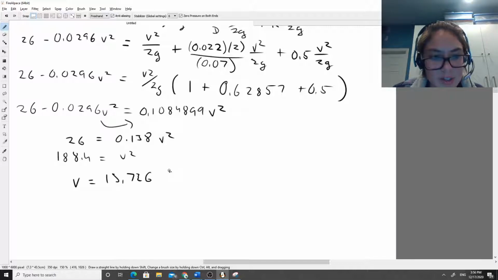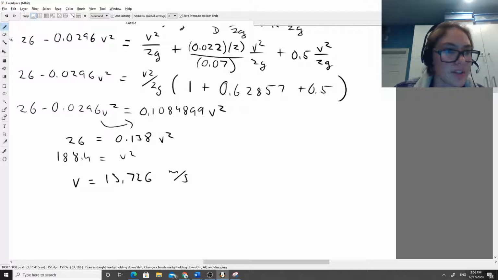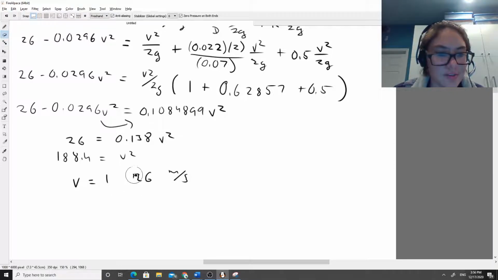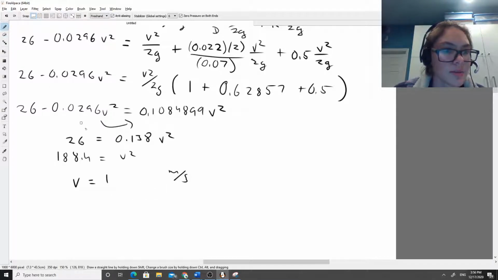13.726 meters per second. That doesn't really look like a good 13.726, so I'm going to go ahead and rewrite it. That's going to be equal to 13.726. Good enough. All right.